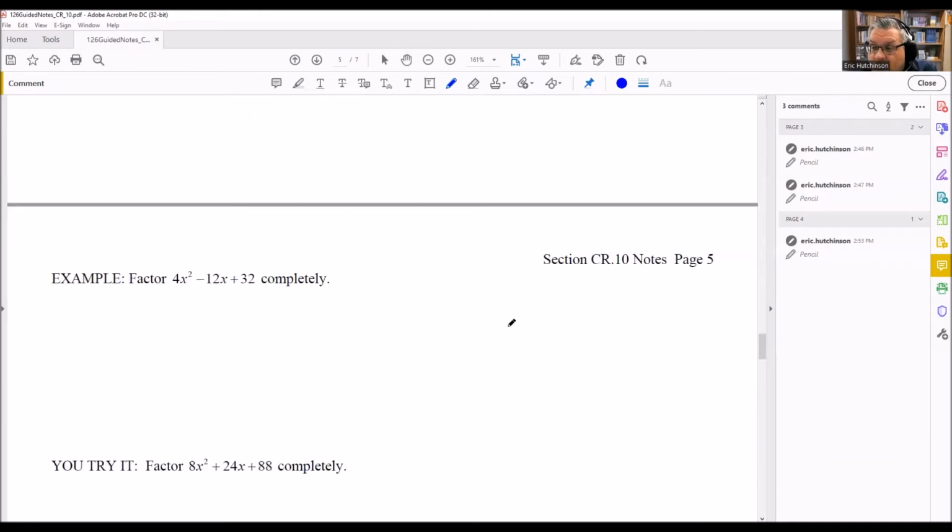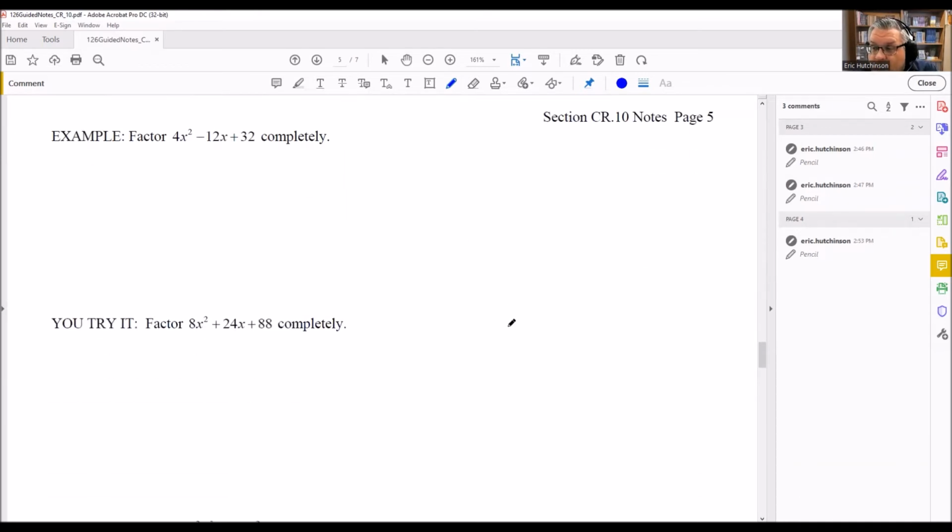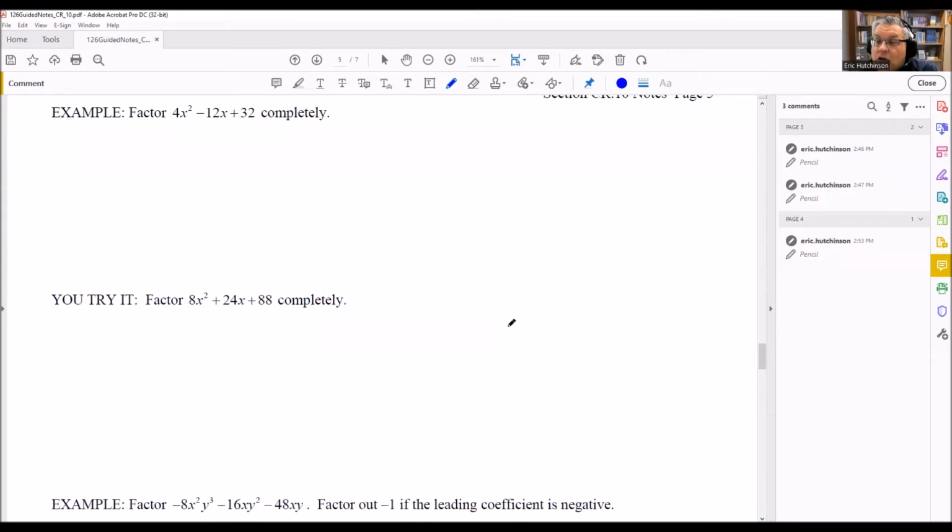Let's do another one of those with the trinomials. All right, so this one, I have a 4, a 12, and a 32. I want to find the largest number that divides into each of those. So if we start with the smallest number, 4, 12 does, we can divide 12 by 4 and get an integer. We can take 32 divided by 4 and get an integer. So 4 is going to be part of my GCF.